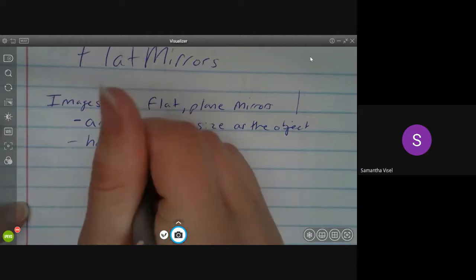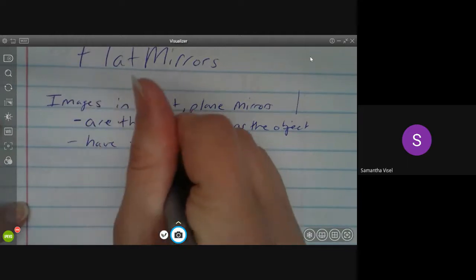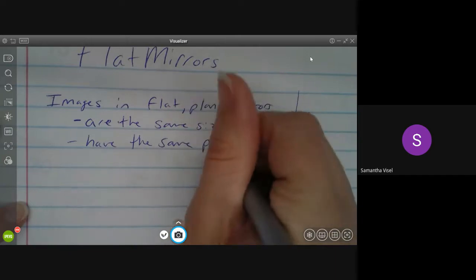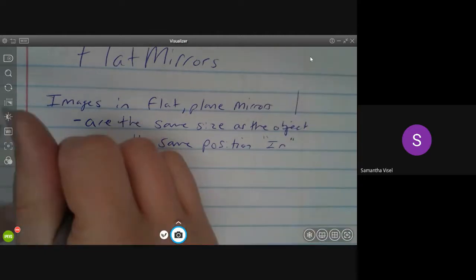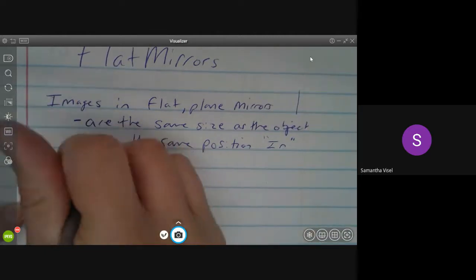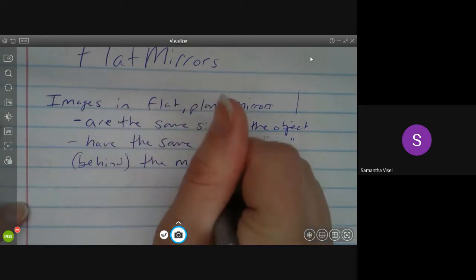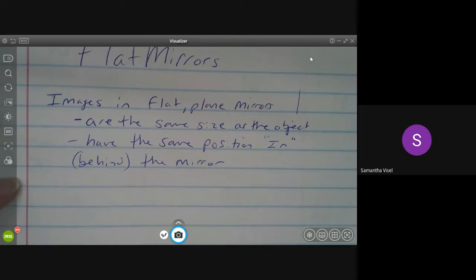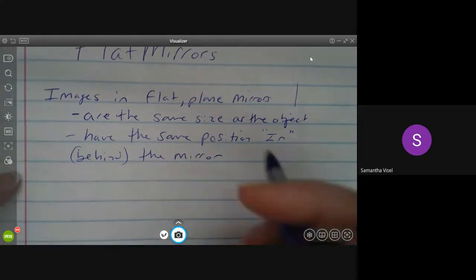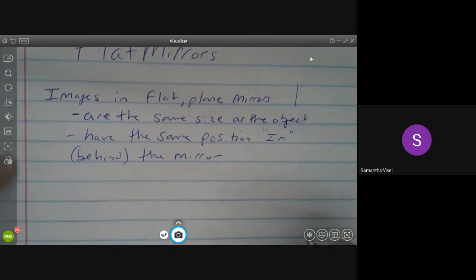They have the same position, we're going to say, quote unquote, in or behind the mirror. So your image in the mirror has the same position in or behind the mirror. When you look at yourself in a flat mirror, it looks like you're projected inside of the mirror a particular distance. And by same position, it means it should be the same distance away.